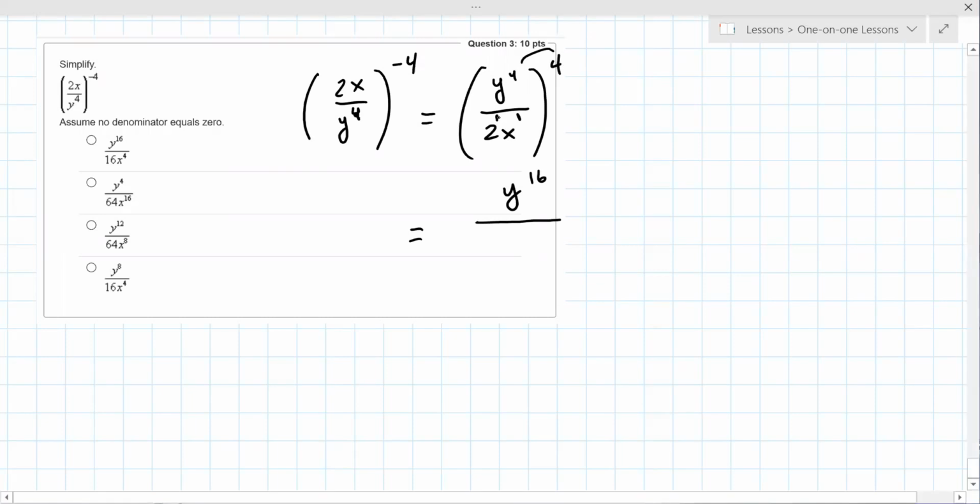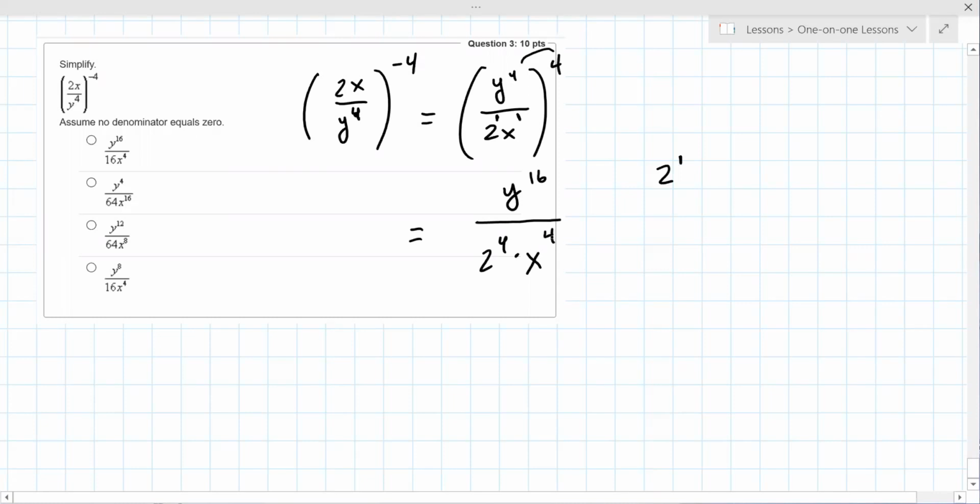No, what I was asking about was the bottom. Oh, 8. No, Christopher, it's 2 to the power of 1. You're multiplying the exponents. 2 to the power of 4. And what about x? X to the power of 4.